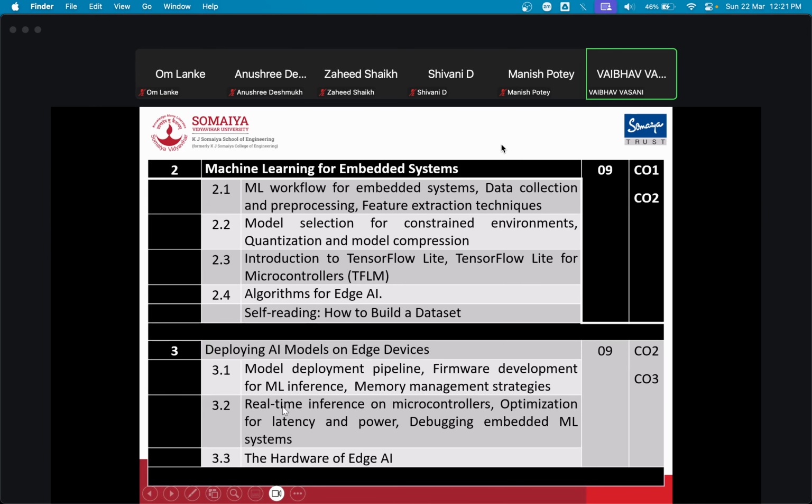The third module talks about how we can deploy this AI model on edge devices. We will try to understand what the different model deployment pipelines are, how the firmware development is done with respect to ML inference, and what the memory management strategies are. Somewhere we require concepts from the COA course that you studied last year, but only fundamental concepts are required. Then we understand real-time inference on microcontrollers, how we can optimize for latency and request and response time, and how we can reduce power consumption. Because when the device is very, very small, we require less battery power, and sometimes we cannot have direct current available with it.